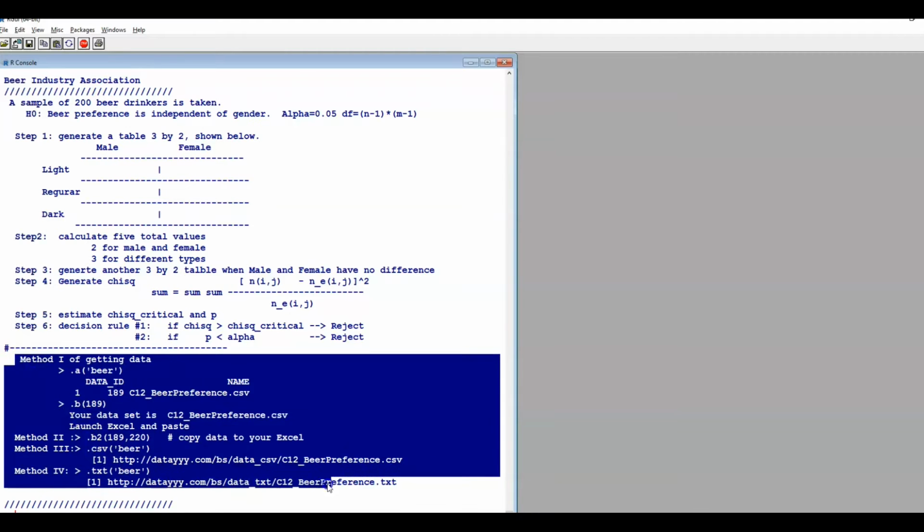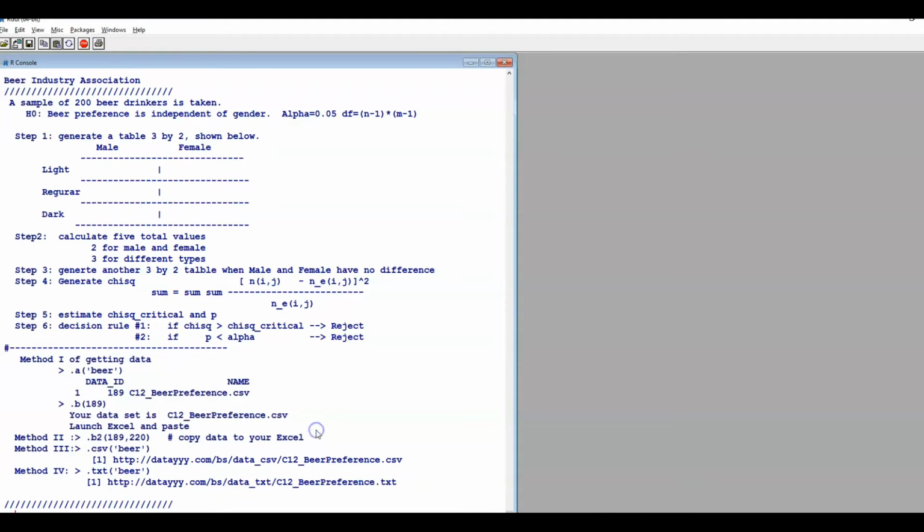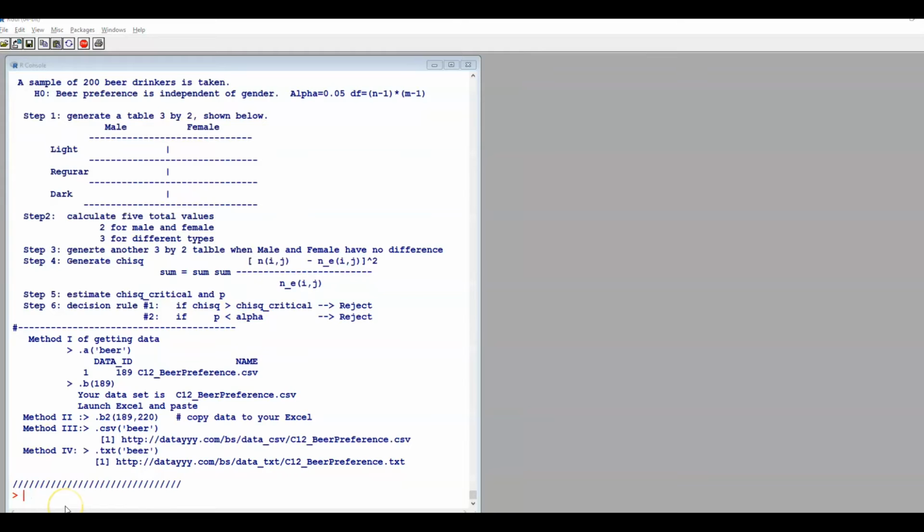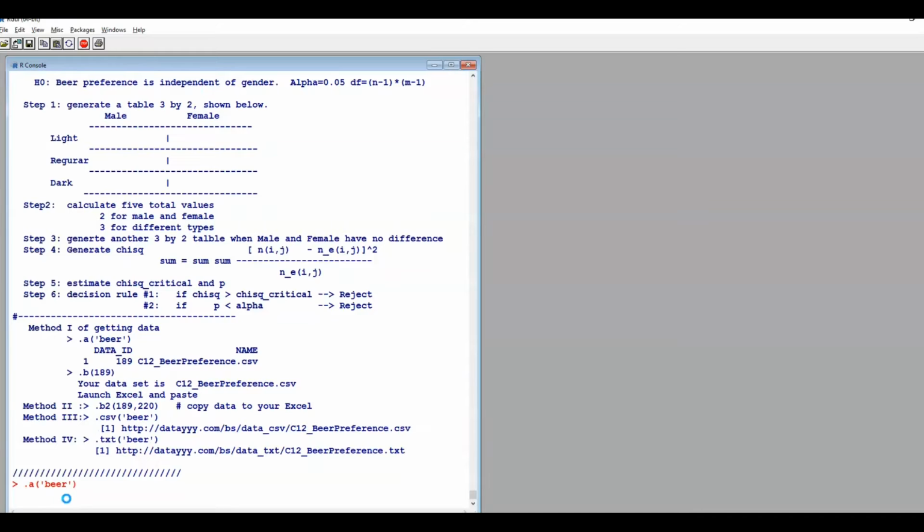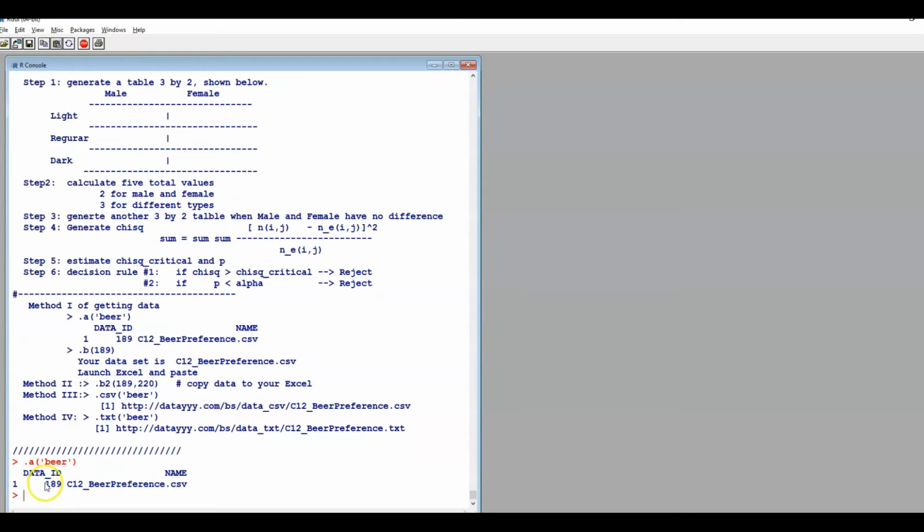There are 4 methods to get the data. I'm going to use method 1. The first one is, type .a. So .a actually is searching data ID. I will enter the keyword beer. So the data ID is 189.